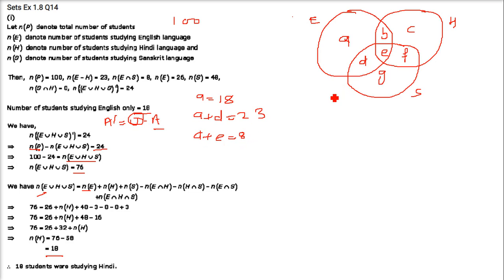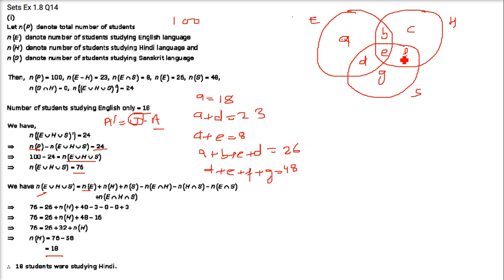This is going to be 8. Then English is 26. So how many English is there? A, B, E, D. A plus B plus E plus D is 26 English. Now Sanskrit is how much? 48. Sanskrit is D, E, F, G. D plus E plus F plus G is 48.